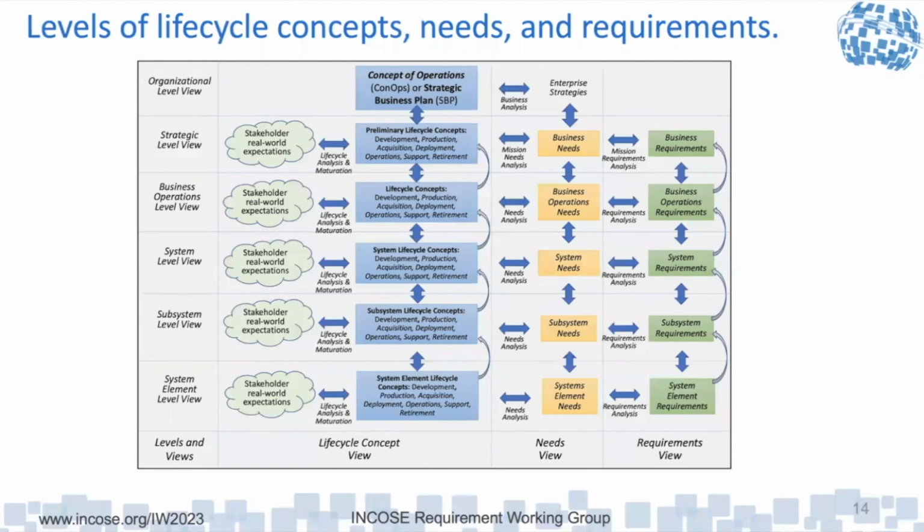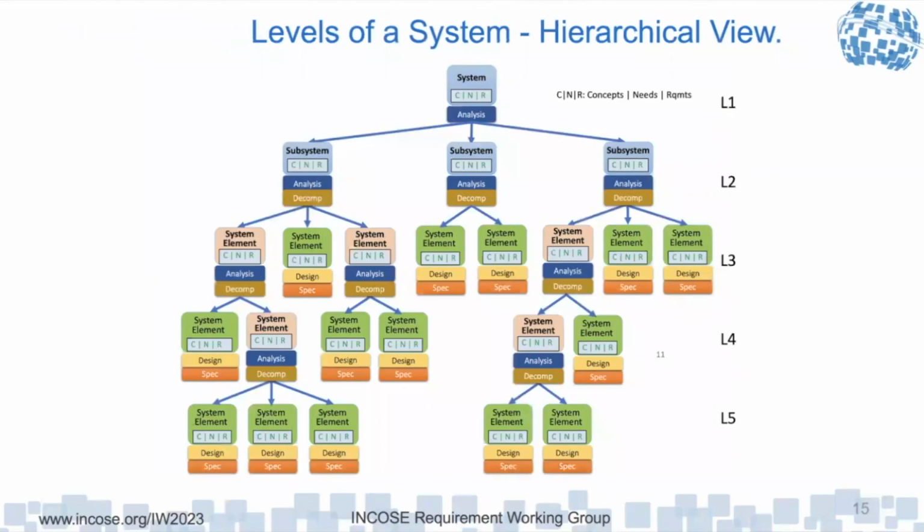So this is the diagram showing that we have different levels. The first level is the organizational enterprise level, the second the strategic level view, then the business operations level. So those are all levels of organization. And then below that you have a system level, subsystem, and system element. You want to make sure you're at the right place when you're writing those requirements. Especially at the business operations level, some of those requirements may apply not only to the system of interest, but to the organization. So we've got to separate those out.